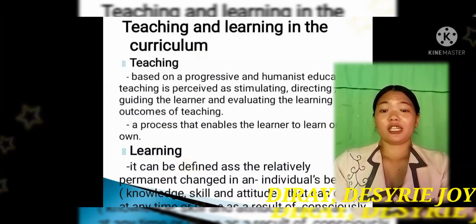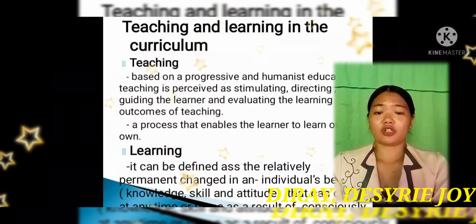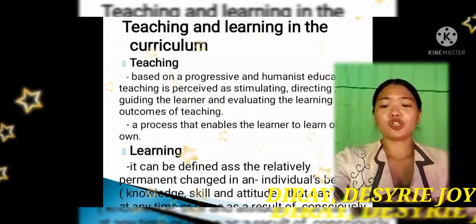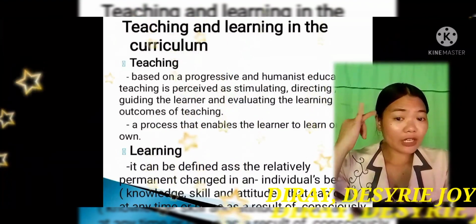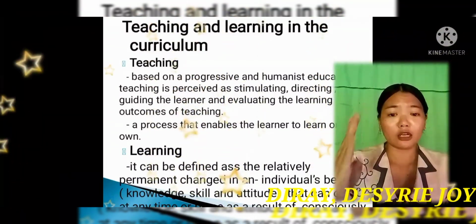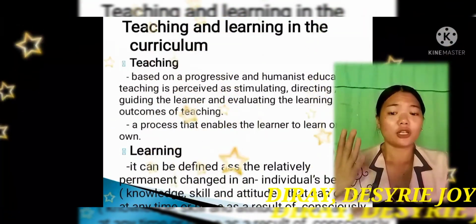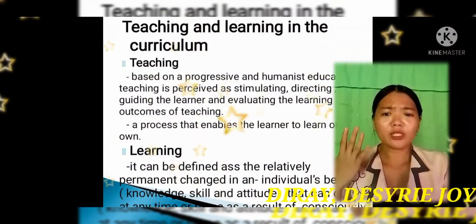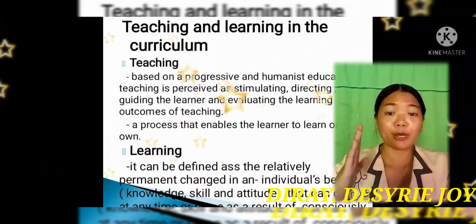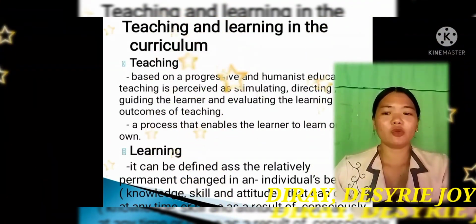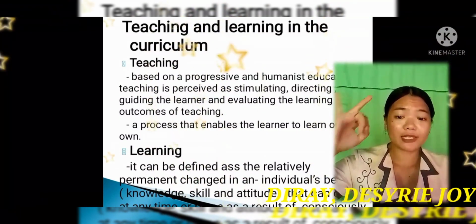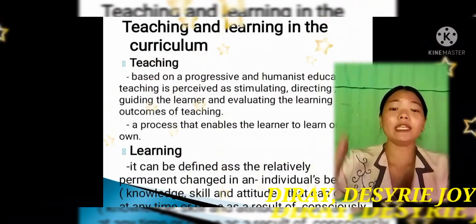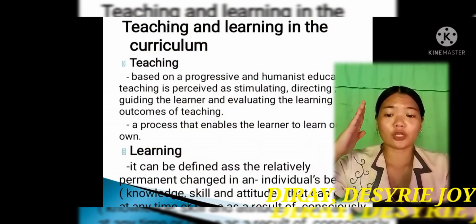So here, the highlight of this topic is teaching and learning in the curriculum. First, to discuss teaching. Teaching is based on a progressive and humanist education. Teaching is perceived as stimulating, directing, guiding the learner, and evaluating the learning outcomes of teaching. Teaching is also the process that enables the learner to learn on his own. Learning can be defined as the relatively permanent change in an individual's behavior that involves their knowledge, skill, and attitude that can occur at any time or place as a result of experience.